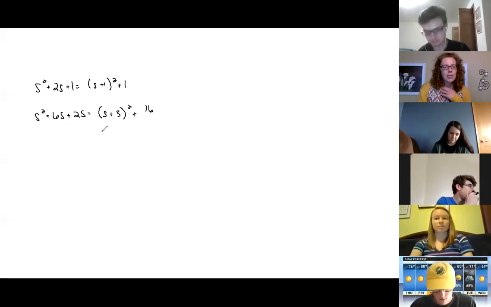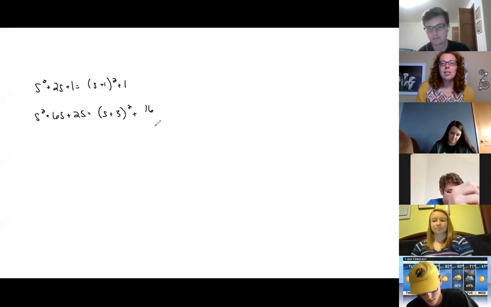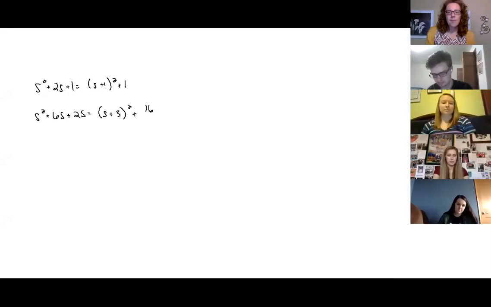So first one, s plus 1, quantity squared plus 1. Second one, s plus 3, quantity squared plus 16. Everybody should be good on both of those? All good? Okay, let's try to do some functions with actual differential equations.